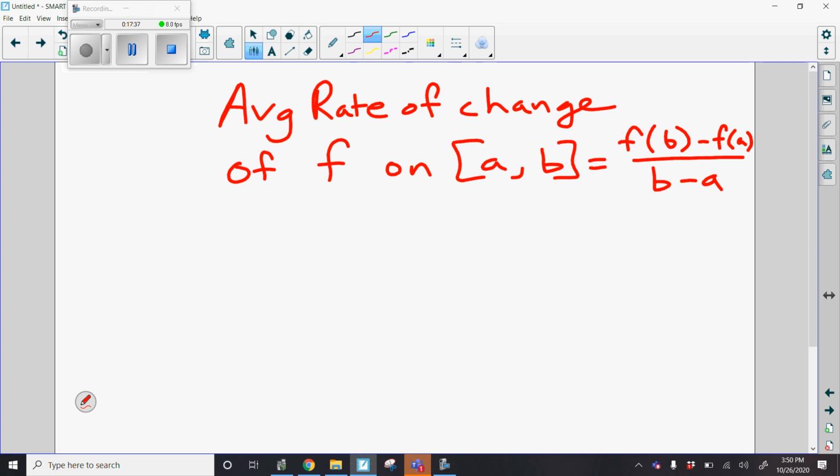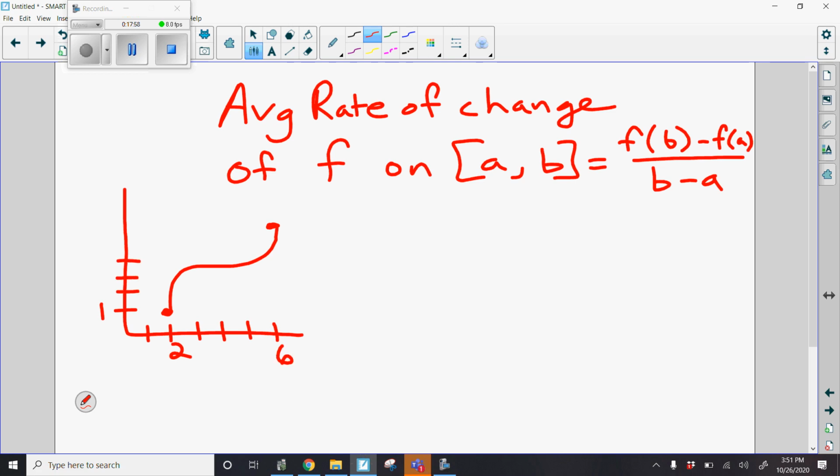Right? On a graph, I might see something like this. Let's say this is the point 2, 1, and this is the point 6, 6. So this is the point 2, 1. This is the point 6, 6. I want to find the average rate of change of this function. It is simply going to be the slope of the line that connects these two. Right? So average rate of change here, I'll call this function f.